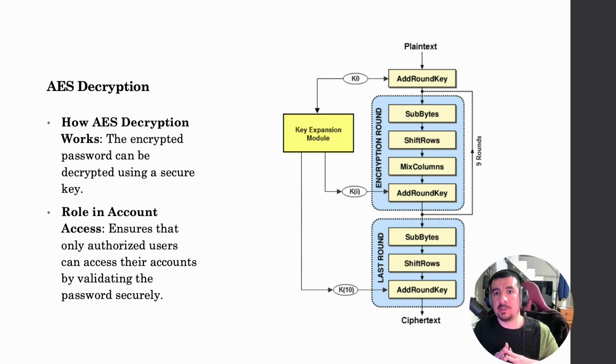When we encrypt a password using AES, it becomes unreadable, just a block of ciphertext. But when we need to check that password later, AES decryption lets us reverse the process using the same secret key. That means we can bring the encrypted data back to its original hashed form. Why is this important? Because it ensures that only someone with the correct key, usually the system itself, can decrypt and validate the password.